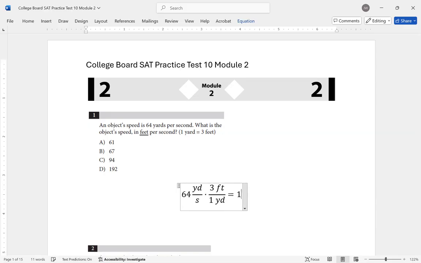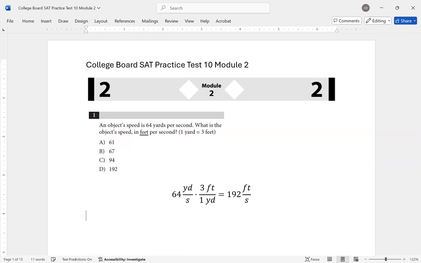And we'll get 192 feet per second. And so the answer to this question, question number 1, is 192, which is answer D.